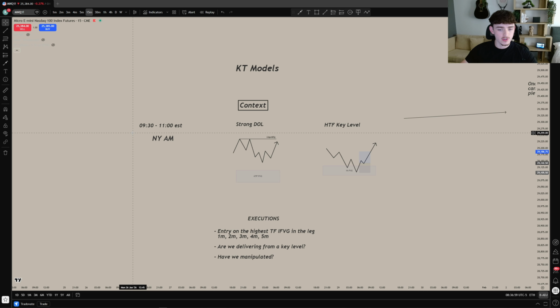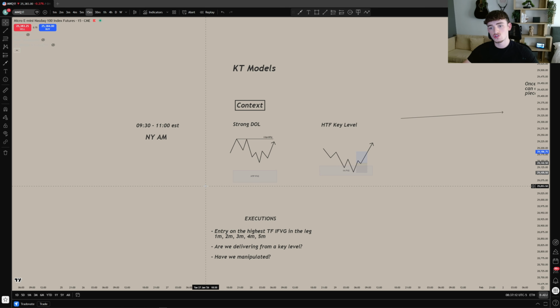So firstly, we are trading from 9:30 to 11 a.m. EST. That's just very bog standard. That's New York AM session. That is all you need to know about that. And you want to have a strong, confident draw on liquidity. Okay. Now this could either be a liquidity point, or even a higher time frame fair value gap. Okay. And then you also want to be reacting from a higher time frame key level.